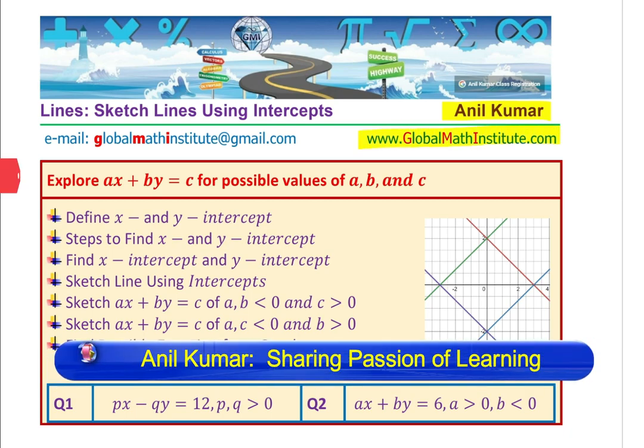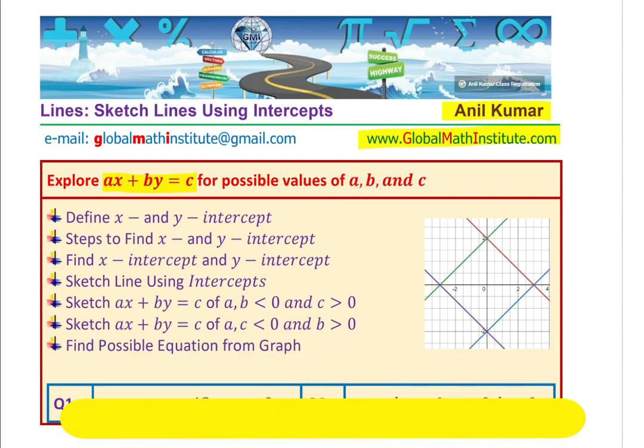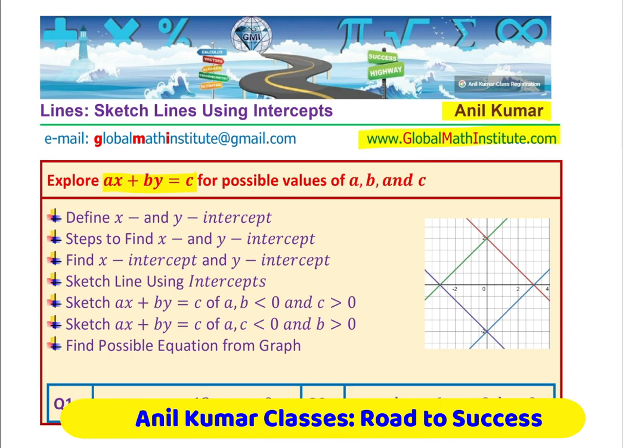In this video, we are going to explore the standard form of equation, which can also be written as ax plus by equals c, for possible values of a, b, and c. Whenever you have to sketch such lines, you have to find the x and y intercepts and then connect them. So we'll see how we define x and y intercepts, how we find them, and then sketch a graph using them.